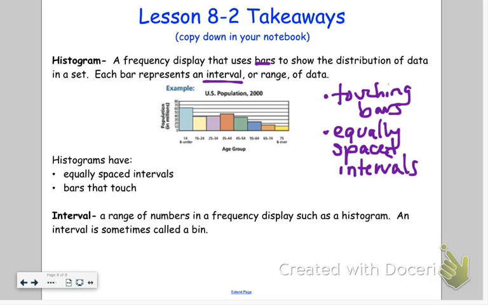Okay, and in an interval, it must have a range of numbers, and sometimes, I haven't really heard it called this, but remember, an interval could also be called a bin. So if they ever talk about a bin in your workbook, you know what they're referring to.